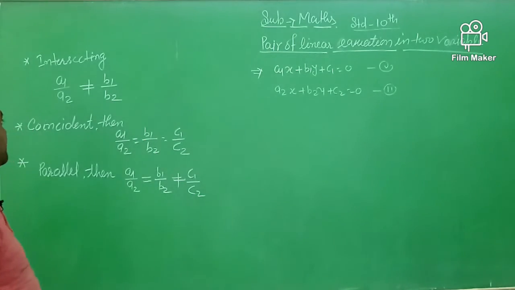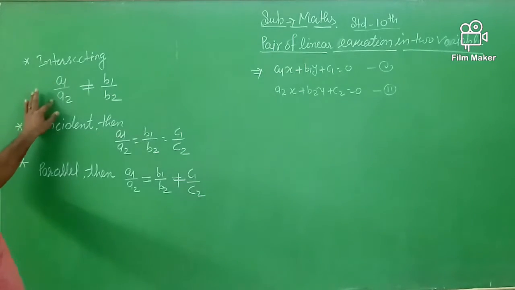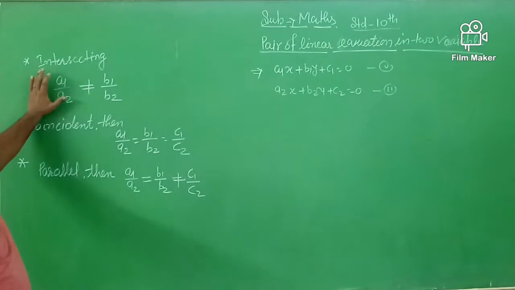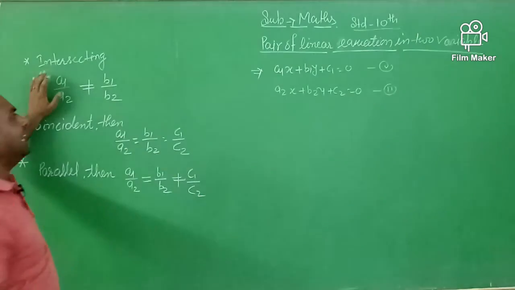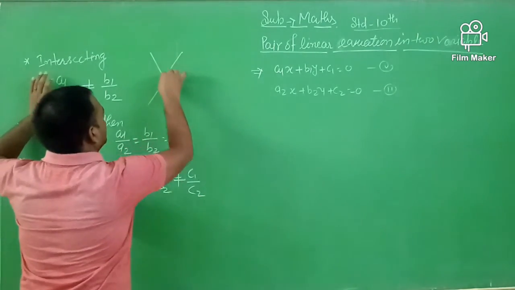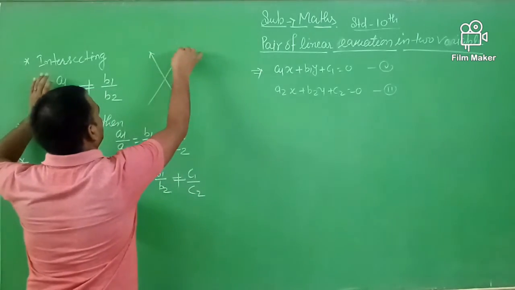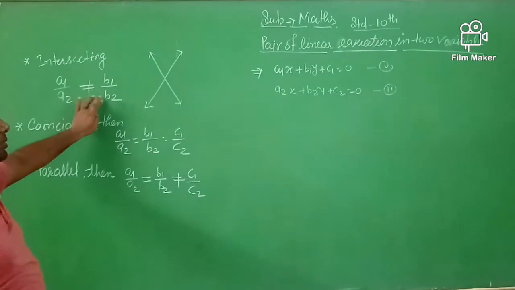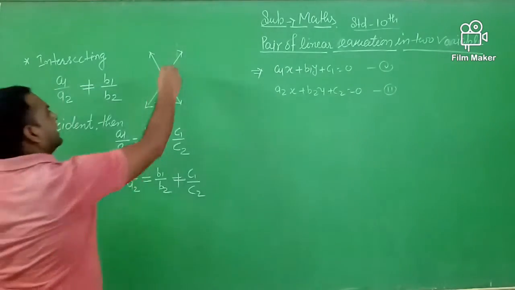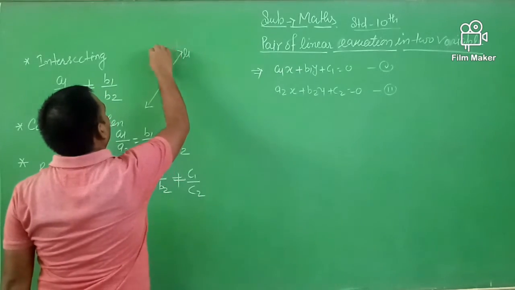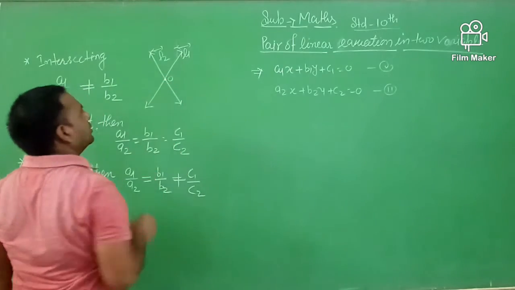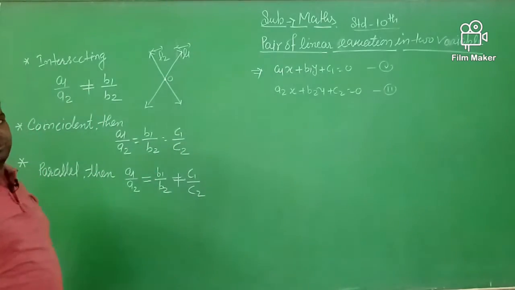First condition: if a1 upon a2 does not equal b1 upon b2, it means both lines intersect at one point. It means it has only one solution, as you can see here. If a1 by a2 does not equal b1 by b2, then the first line is L1 and the second line is L2. Both lines intersect at one point O.